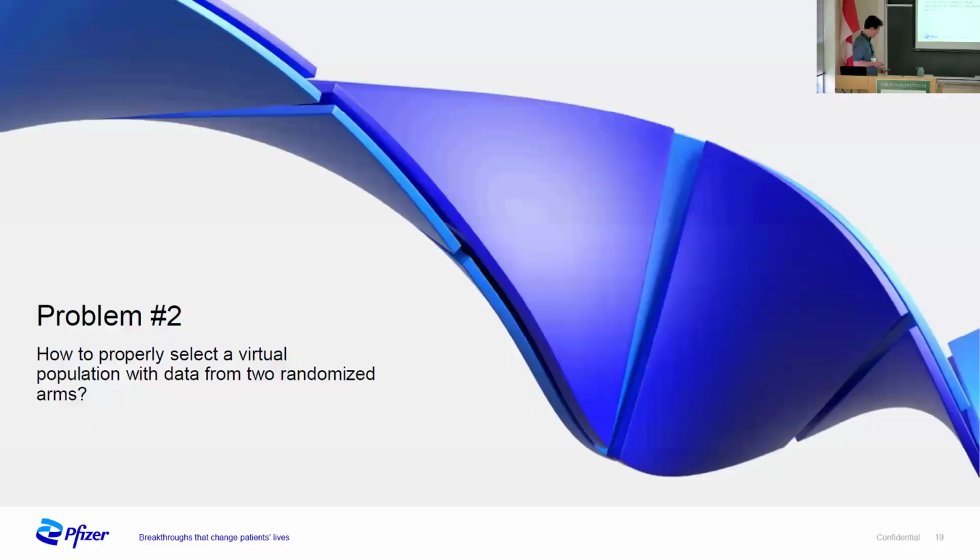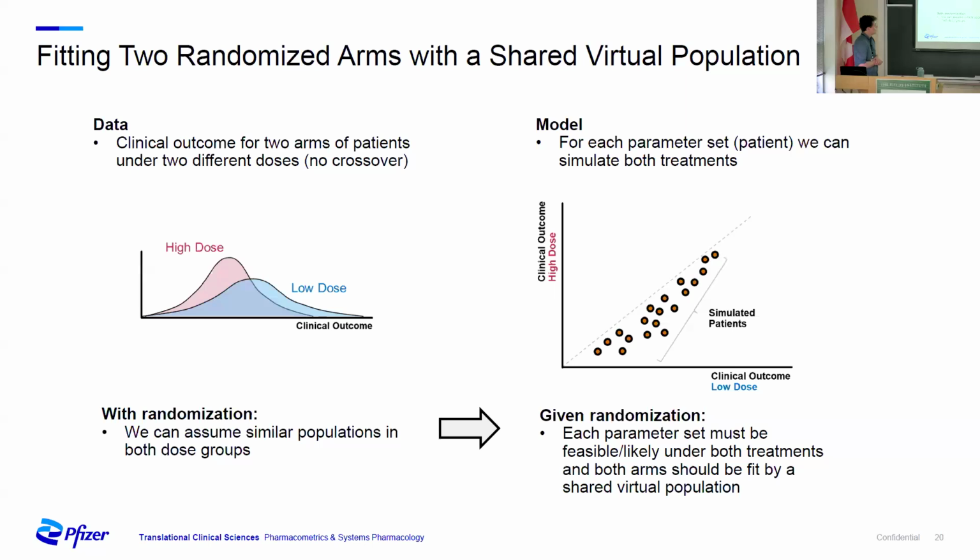And so problem number 2 is really, I'll try to be quick with this. It's how to properly select virtual populations against data from 2 randomized arms. So this is an issue we've been working with more recently. Sometimes we have access to data from 2 different arms. In this case, I've set it up as potentially 2 different doses.